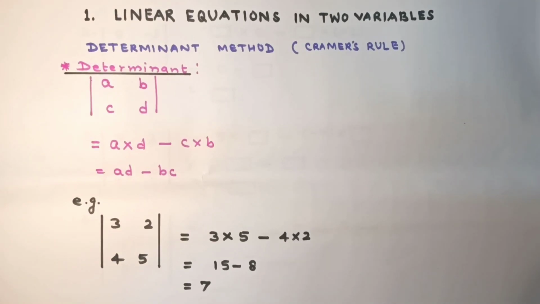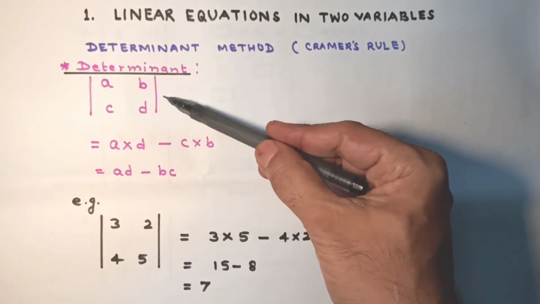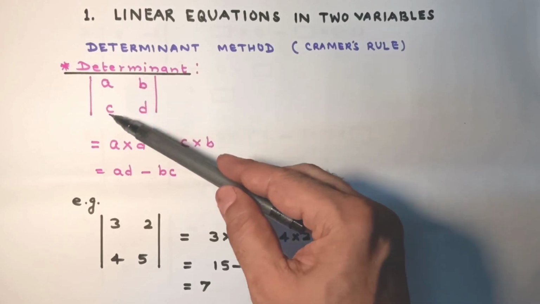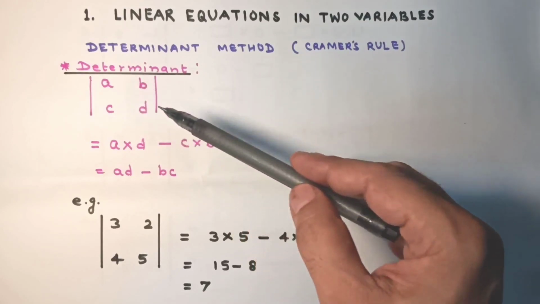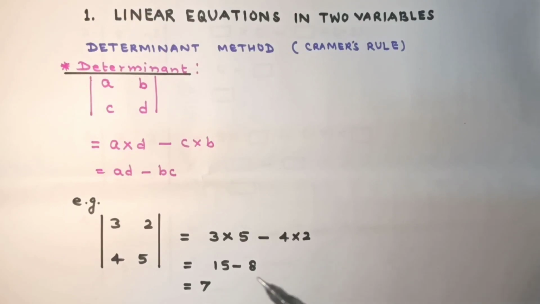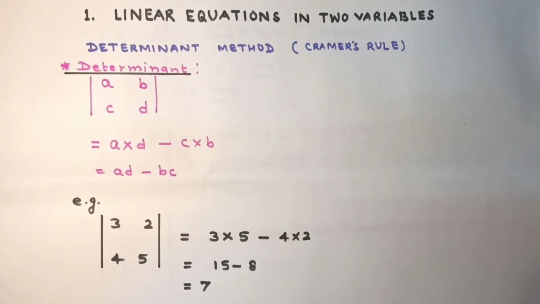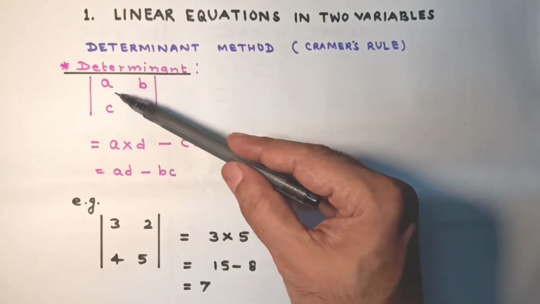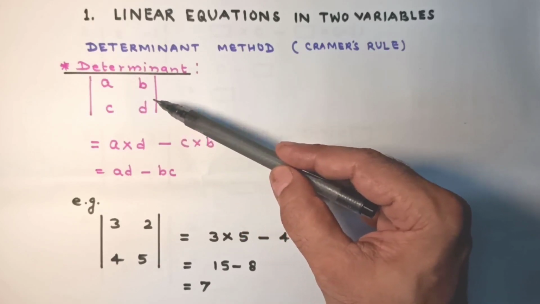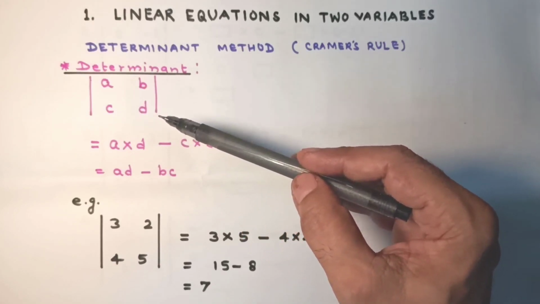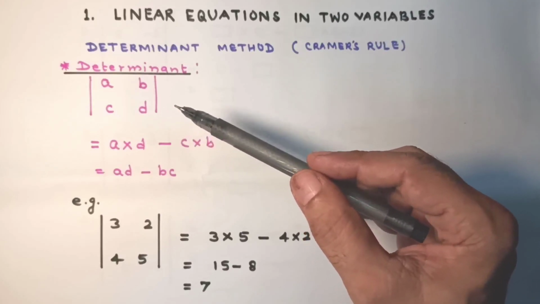Dear students, a square array of numbers or variables enclosed by vertical lines. These are the vertical lines. In that these are the numbers in specific order is called a determinant. So this arrangement is called determinant, and this determinant has a particular value. Here the numbers A, B, C, D, these are called the elements of determinant.